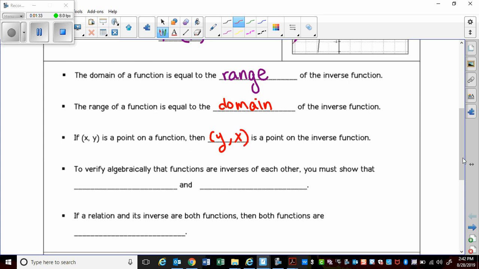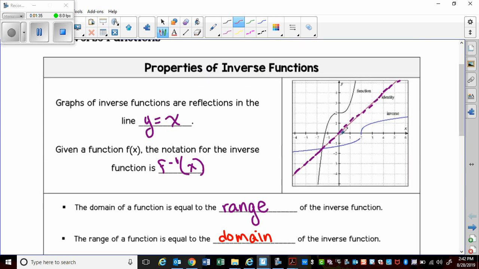So I just want to show you that up here. This point right here, 0, 2, is a point on the original function, right? We don't go left or right, so that's 0, we go up 2. Then if we switch that, 0, 2 becomes 2, 0, the same point right here on the inverse.